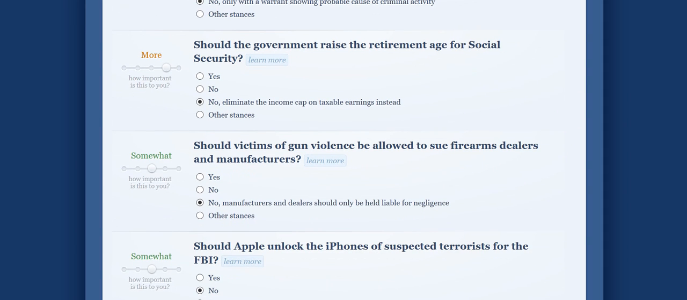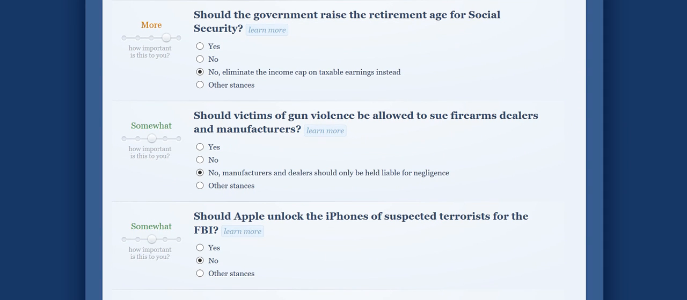Should the government raise the retirement age for Social Security? I said no, eliminate the income cap on taxable earnings instead. So what that means is, very simply, there's a cap at about $120,000 a year for what you pay Social Security tax on. So if you're a doctor or a dentist and you made $120,000, you pay the same amount of money in taxes for Social Security as LeBron James, as some Wall Street CEO who made, $35 million, let's say. Think about that. Somebody who makes $120,000 is paying the same amount in Social Security tax as somebody who makes $35 million.